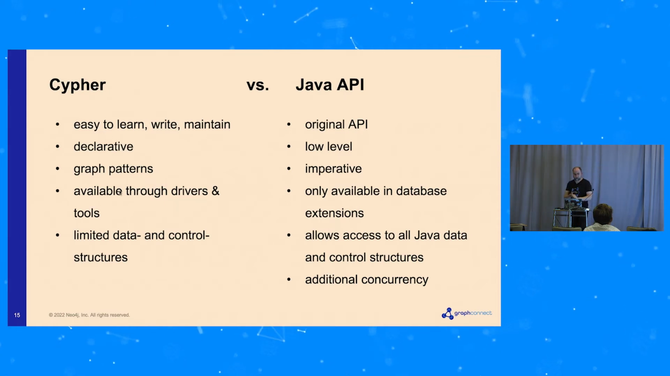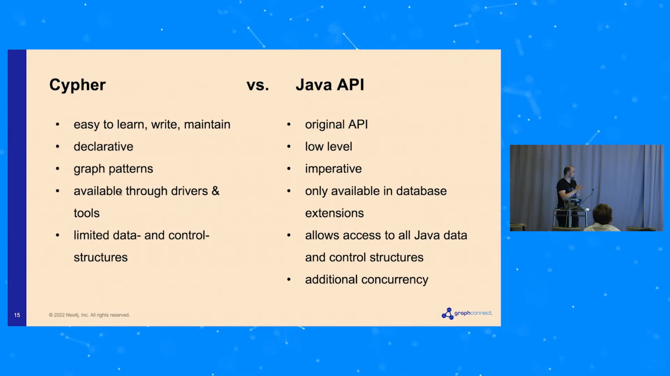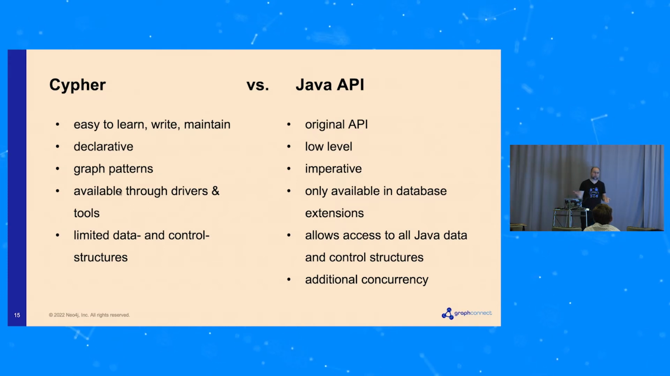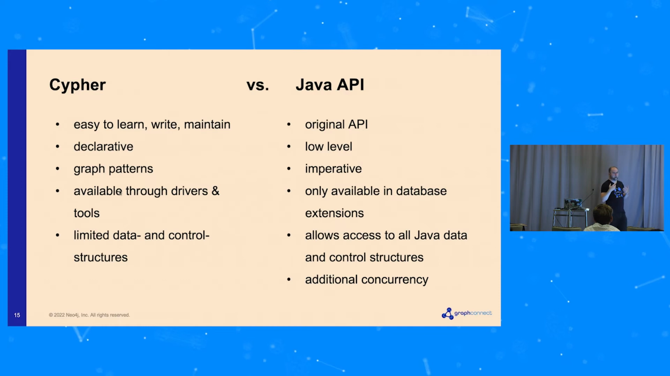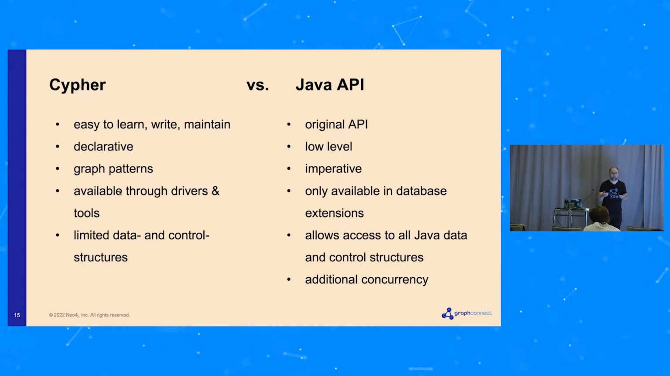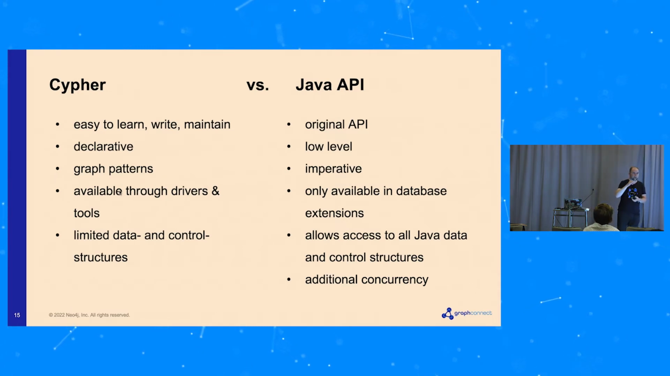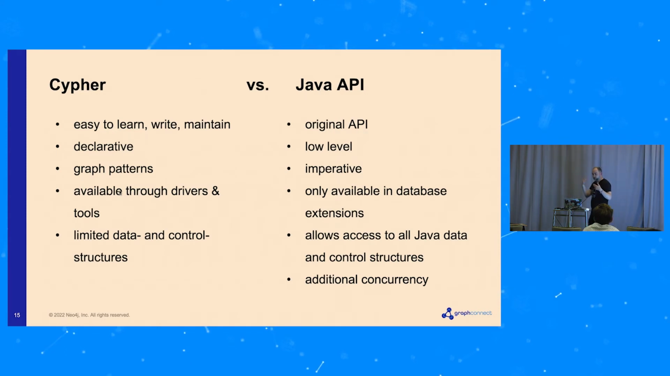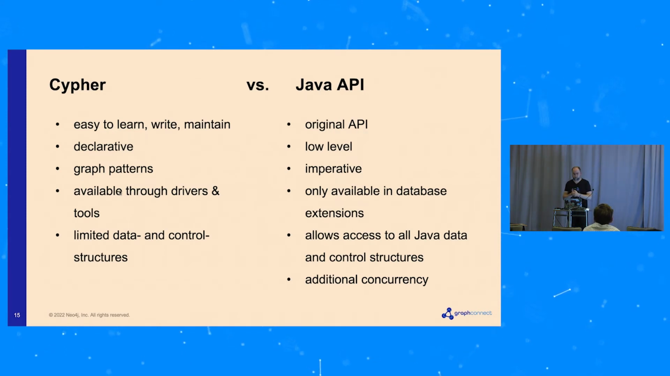And we have the limited data and control structures that I mentioned. I mentioned data structures, but for control structures, for instance, doing arbitrary conditionals for execution flow control, or for instance recursion in Cypher, is possible in very limited circumstances, but not general. So it's not, from that perspective, really Turing complete as such.